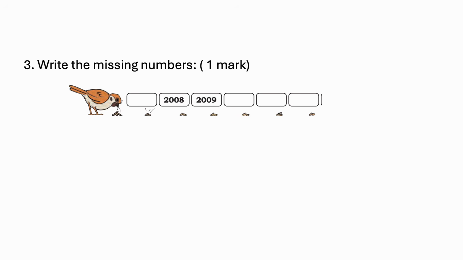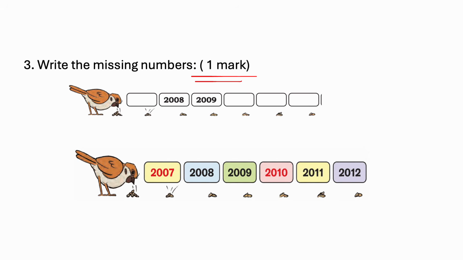Write the missing numbers. This is a 1 mark question. See here the first number is missing, then we have 2008, then 2009, then 3 numbers are missing. So first number is 2007. Then 2007, 2008, 2009, then 2010, 2011, 2012. This is the answer.